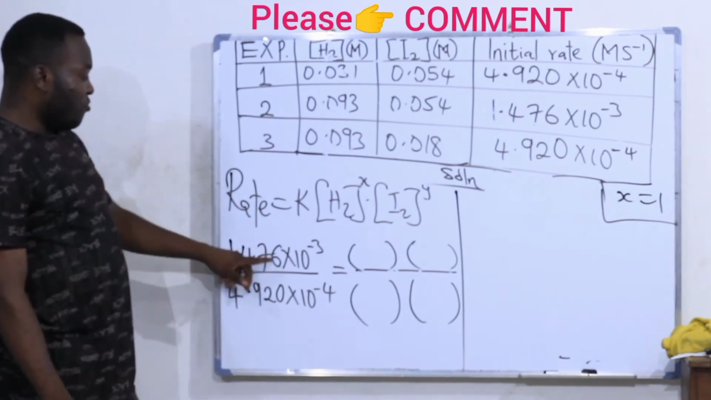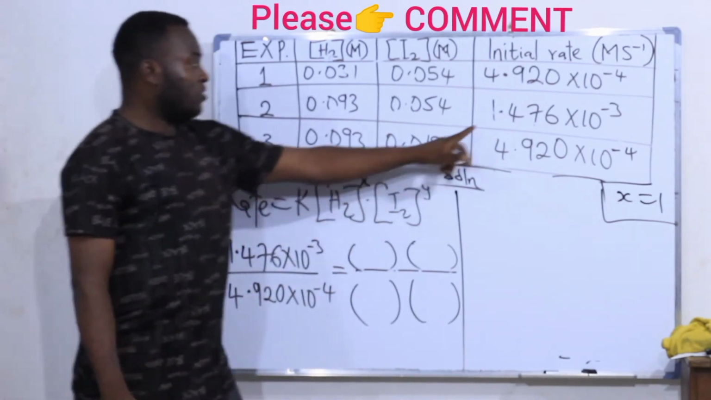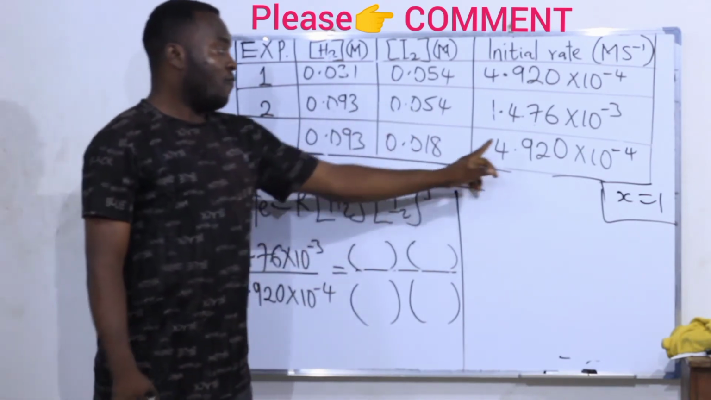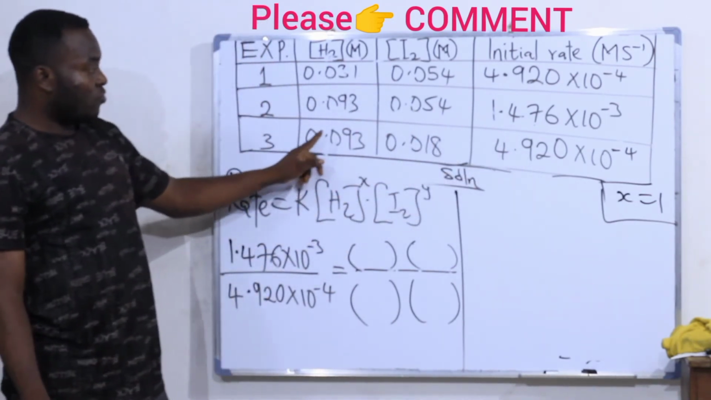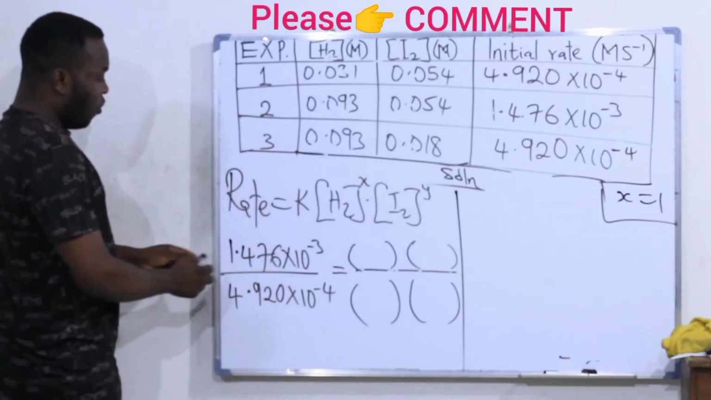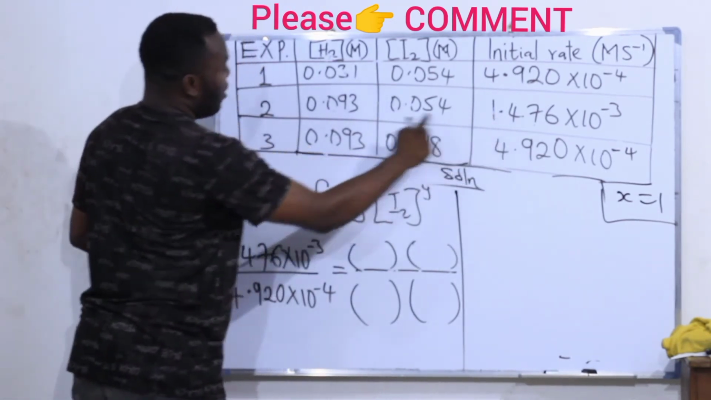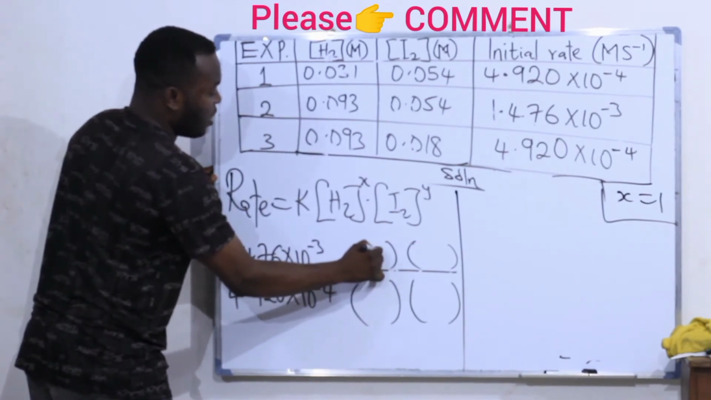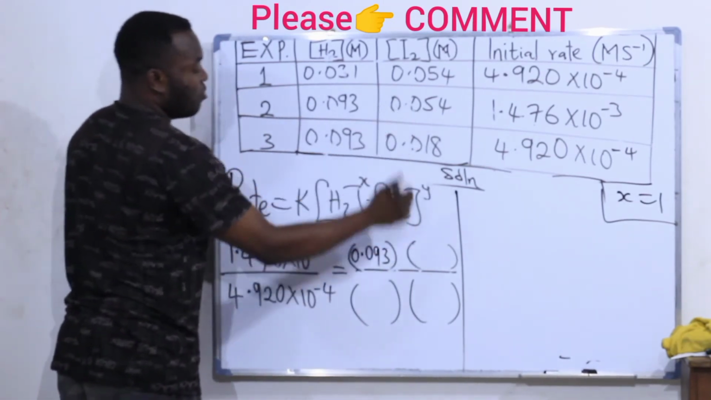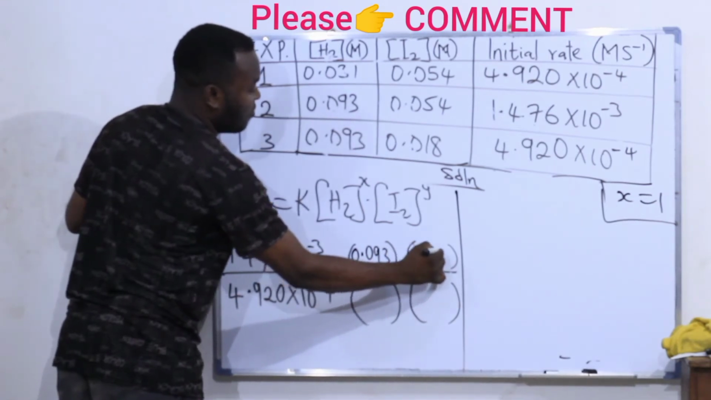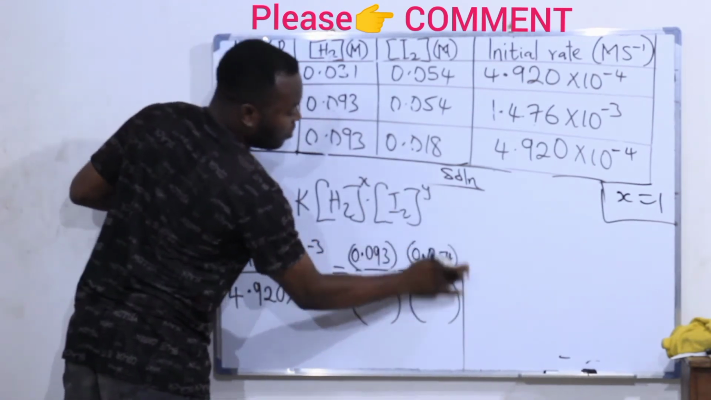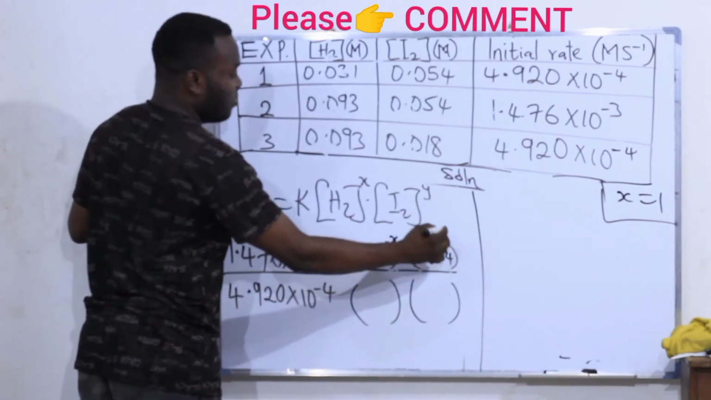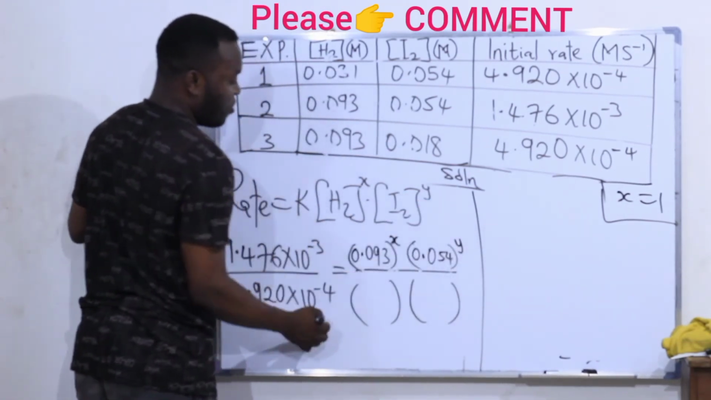Remember, for this rate, this is the concentration of hydrogen, this is the concentration of iodine. For this rate, my hydrogen concentration is 0.093, and my iodine concentration is 0.054. I'll put the respective powers. Hydrogen has power x, iodine has power y.